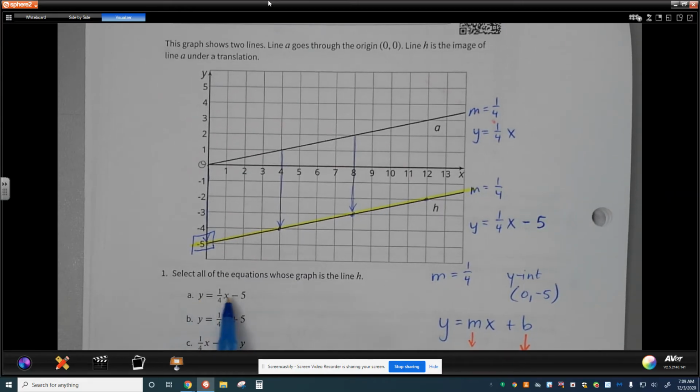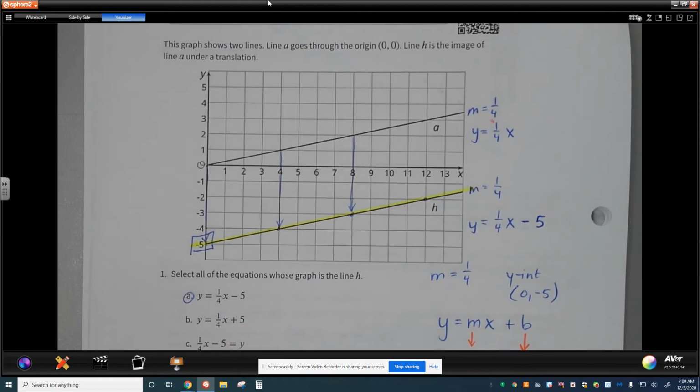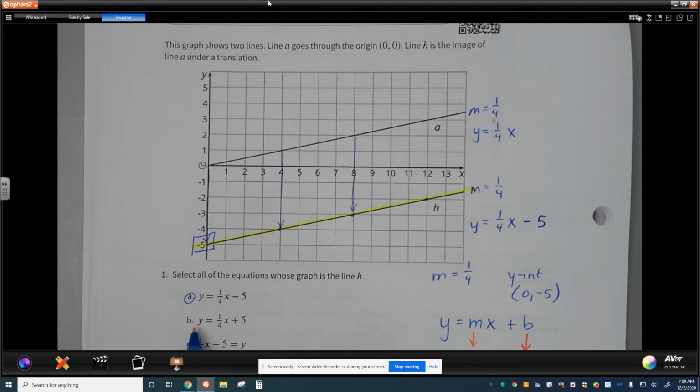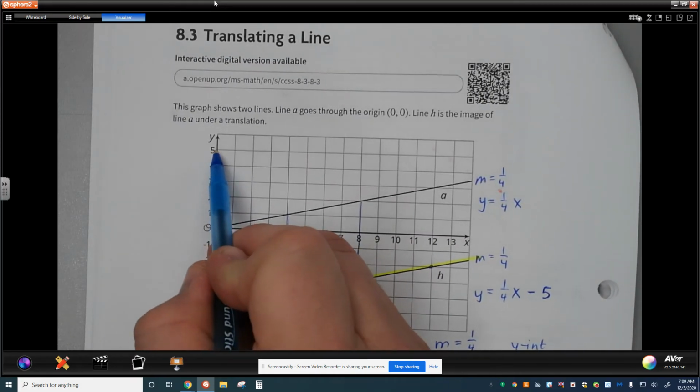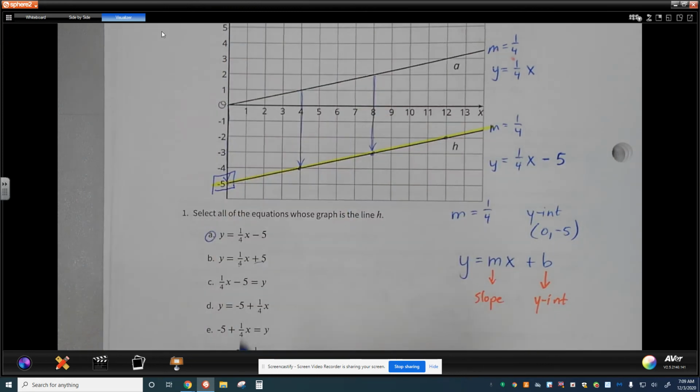So I see y and x on opposite sides. I see the coefficient of x is 1/4 and a -5. This must be one of those equations. In part B, I see a slope of 1/4 and a y-intercept of +5. Well, +5 would actually be way up here. So we can't choose item B.